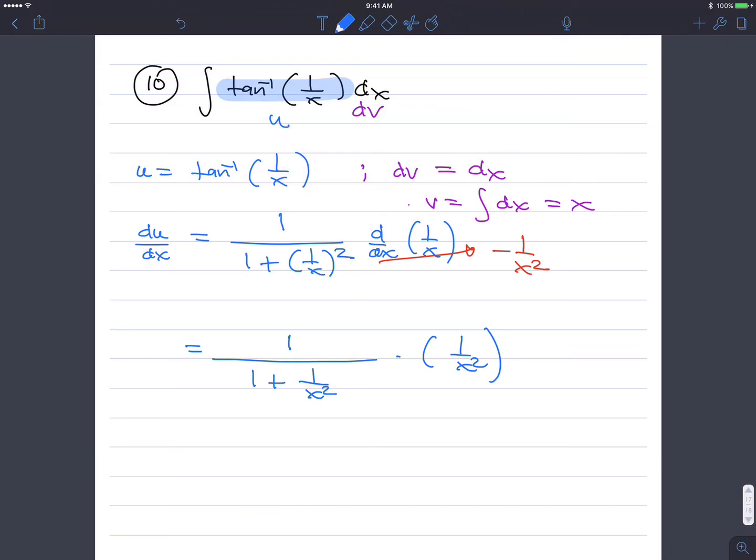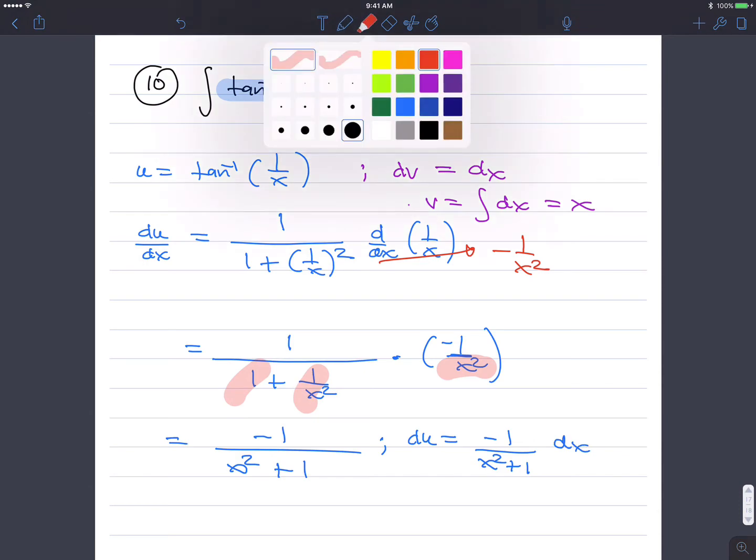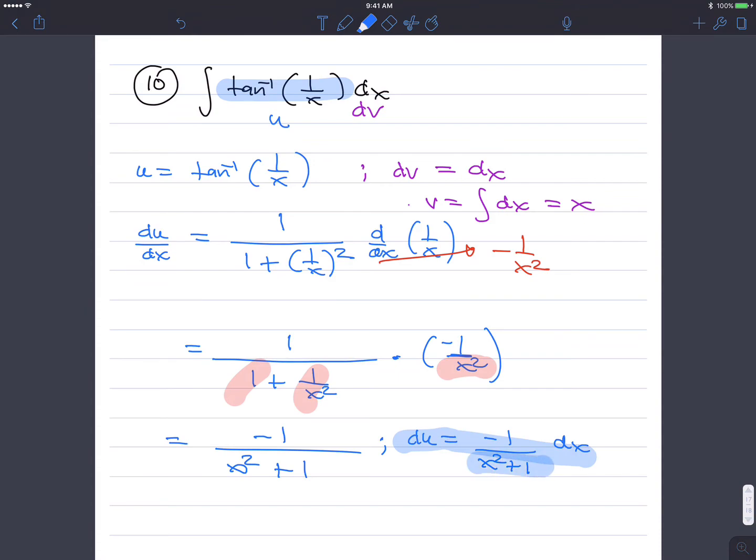Now, the reason being, I can multiply the x squared on the bottom. We're multiplying fractions here. Let's multiply our x squared here. This x squared gets multiplied to everything on the bottom. It's going to be distributed, by the way. So what you end up getting is negative 1 over x squared plus 1 by the distributive property. And so that means du will be negative 1 over x squared plus 1 dx. This is what we're looking for, right? du is this whole thing.